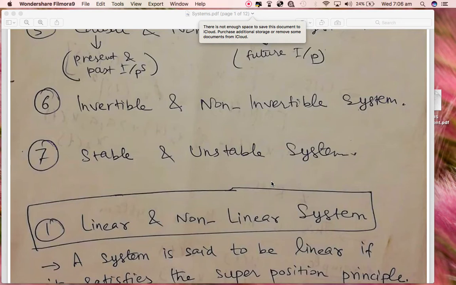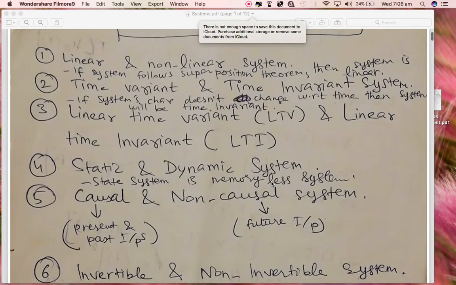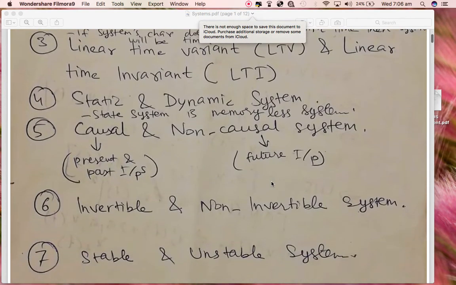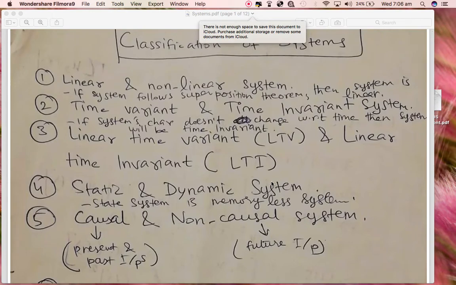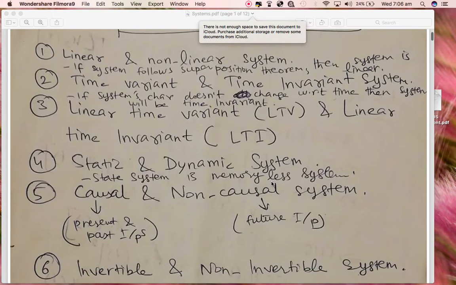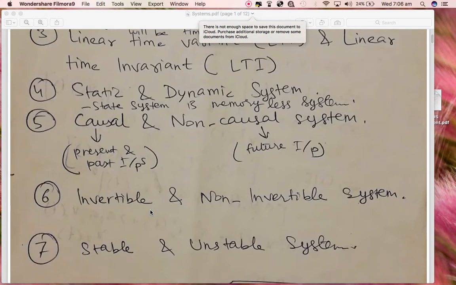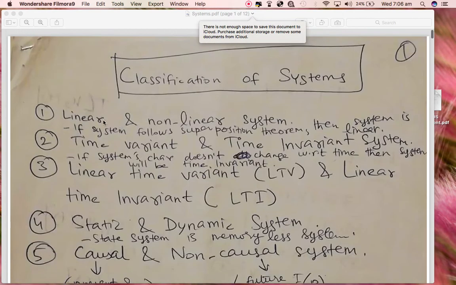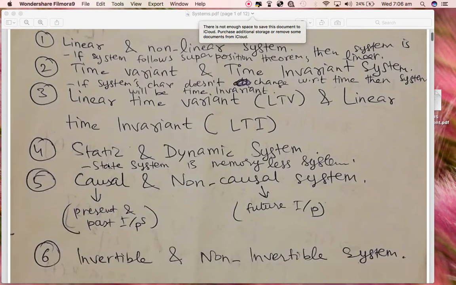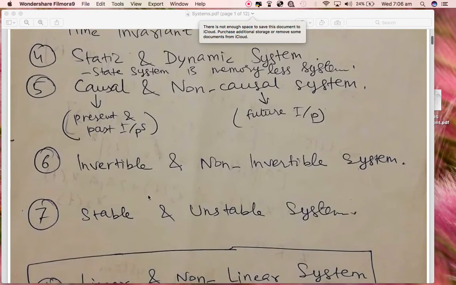A system can be invertible or non-invertible, or it can be a stable and unstable system. So these are some properties of the systems, and we will be looking at their definitions and the conditions which are needed for them to pass in order to be in some category of the system. We will see some conditions in a mathematical manner, and we will see what the conditions are for a linear system, a time invariant system, or any property of the system.